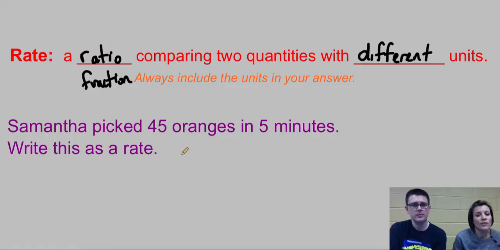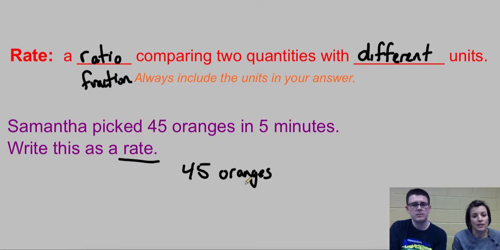Samantha picked 45 oranges in 5 minutes. Write this as a rate. So we're going to write 45 oranges on our numerator and 5 minutes on our denominator. That is a rate. And that's as simple as it is. The general rule of thumb is it usually goes in the order that they gave you the information, unless the problem asks differently.